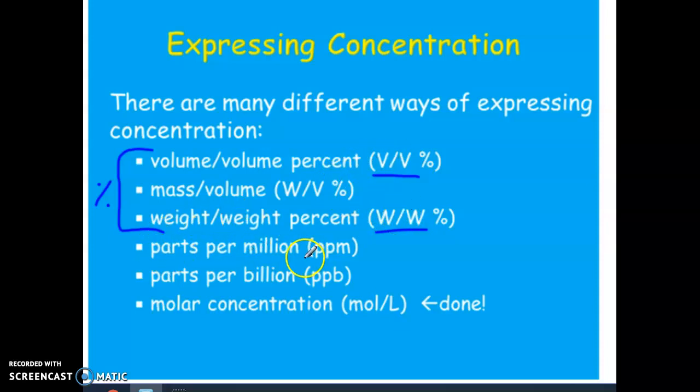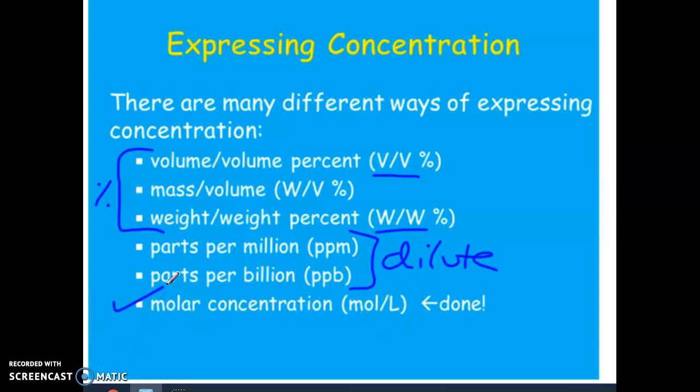Parts per million and parts per billion are known as dilute concentrations, meaning very, very small quantities of solute. So parts per million and parts per billion, we will get into that. And of course, molar concentration we've already done.